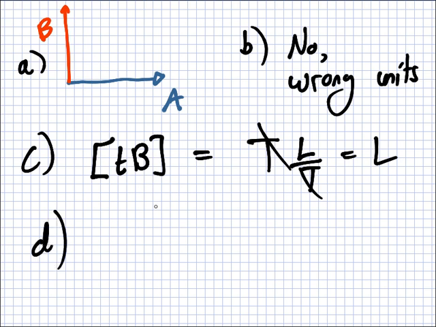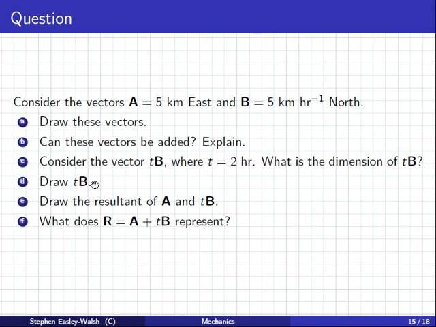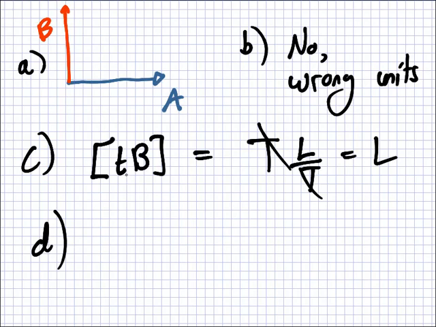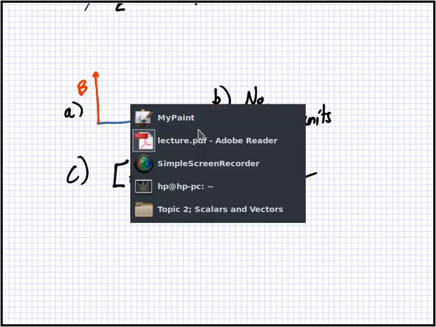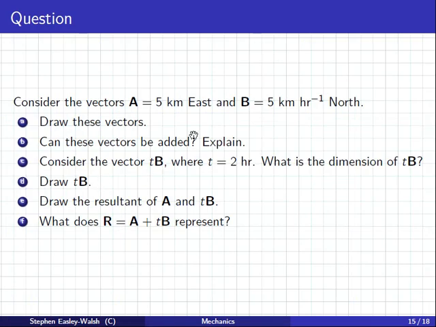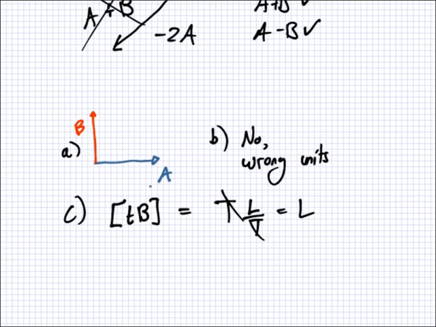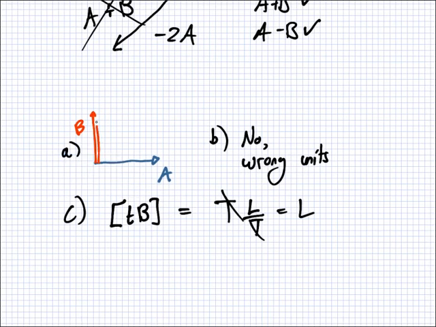Okay, D. Draw TB. How's TB different to B? What's different? 2 times. 2 times it, yeah. So if that's B, then that's TB, 2 times it. Yeah?